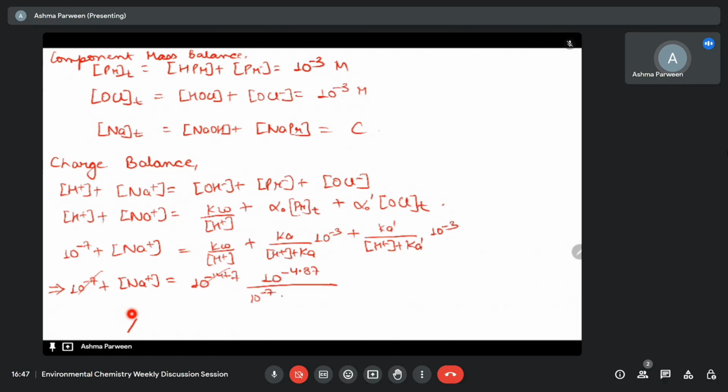is 7. So concentration of H plus will be 10 raised to power minus 7 again. And similarly for Ka dash, we have been given 10 raised to minus 7.53 into 10 raised to minus 3. So by solving this, we will get total Na plus concentration as 1.2205 into 10 raised to minus 3 m. Let's move to the next slide.